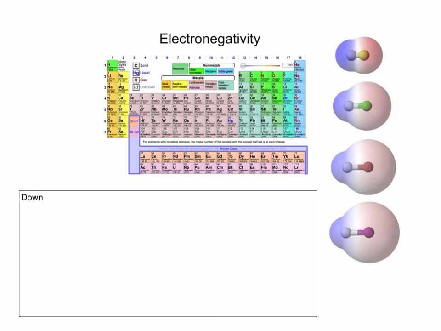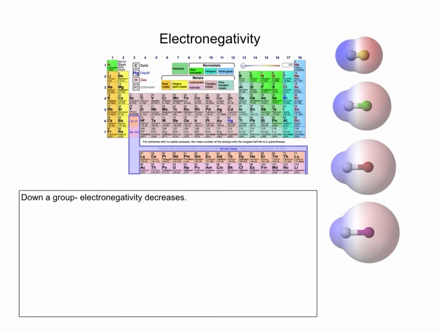So down a group, electronegativity decreases. And this is just like before. When you go down a group, we add more energy levels to our atom. The atoms get bigger, so there's less pull on the outermost electrons, the valence electrons that would bond with another atom, than there would be if the electrons were close. So the larger the atom, the weaker the pull of the nucleus on those electrons.